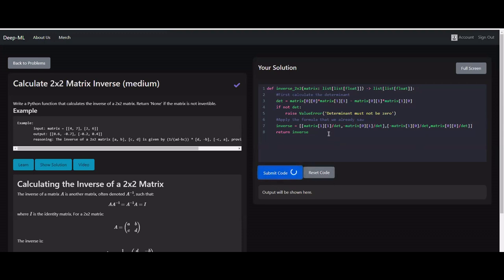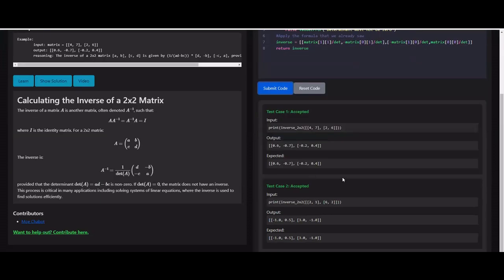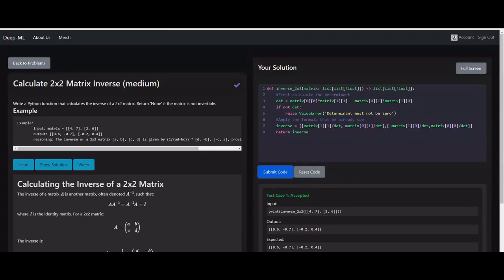So let's submit the code. And as we can see, it's accepted and this works. So it's basically doing what we were talking about.